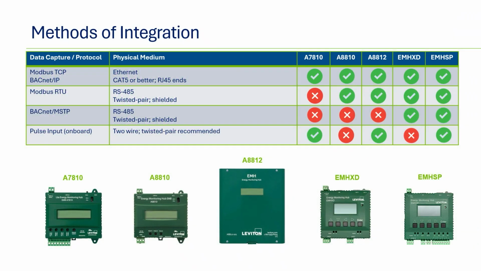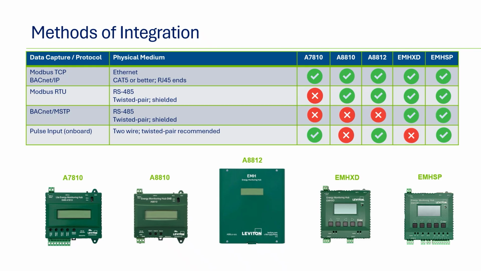Leviton has several models of data acquisition servers, each with a different feature set. The A7810 is the entry-level model, which only offers 4 pulse inputs and no Modbus RTU connection. The A8810 is the most popular model with a Modbus RTU connection but no pulse inputs. The A8812 comes in a ready-to-mount enclosure and offers both Modbus RTU and 8 pulse inputs.